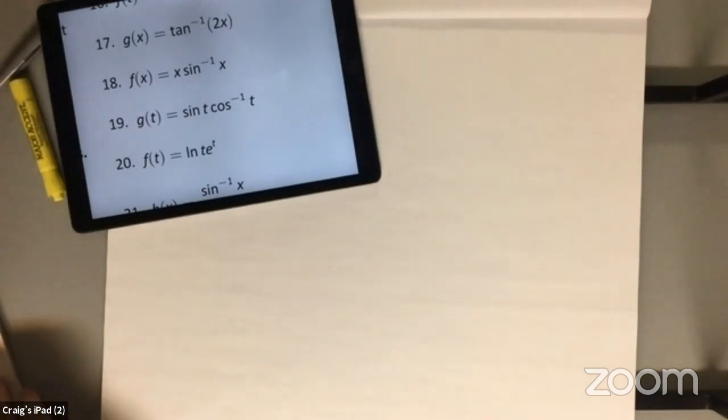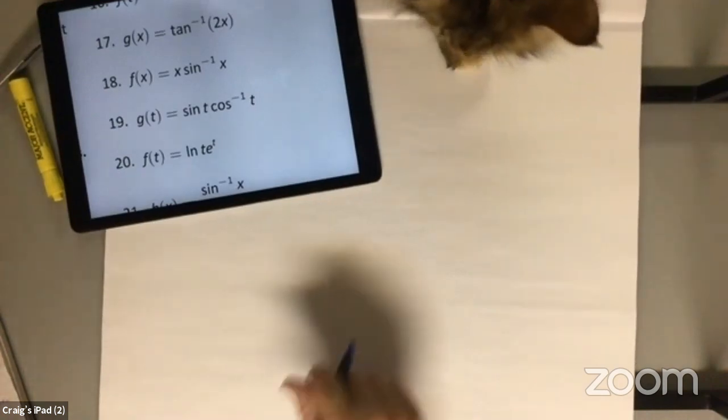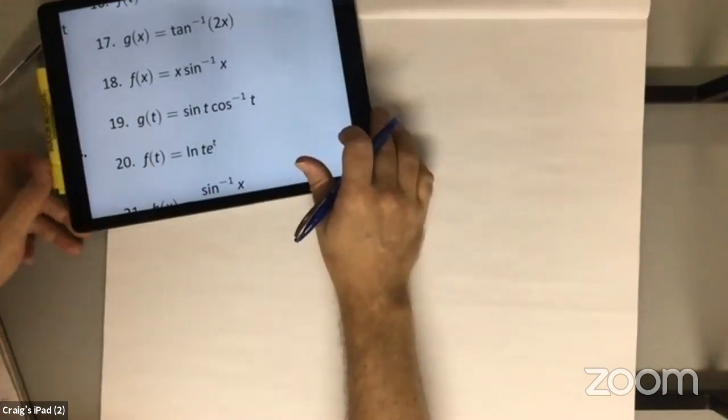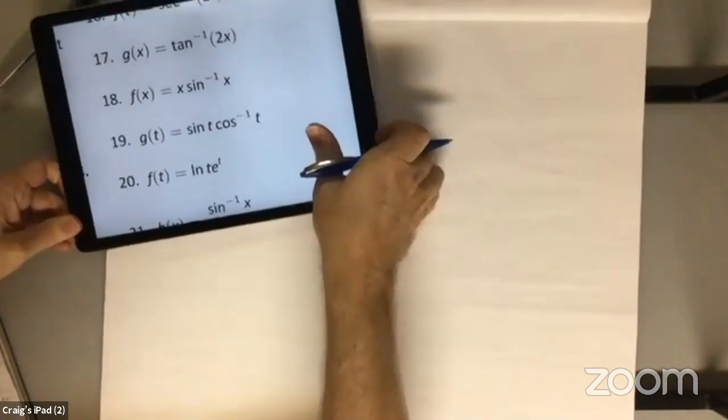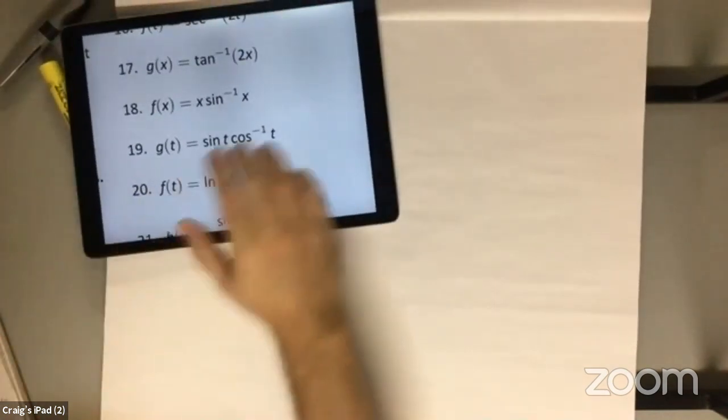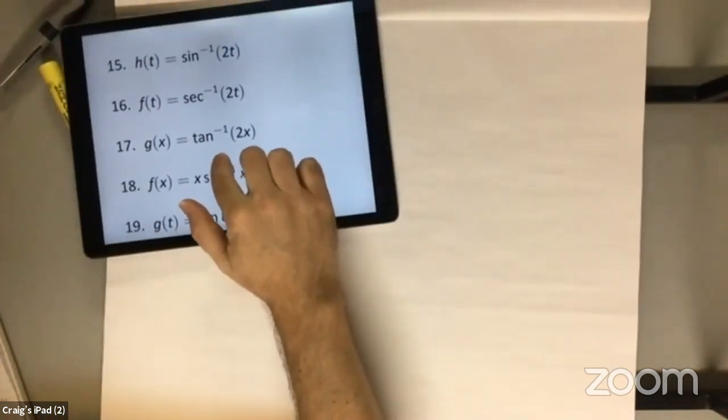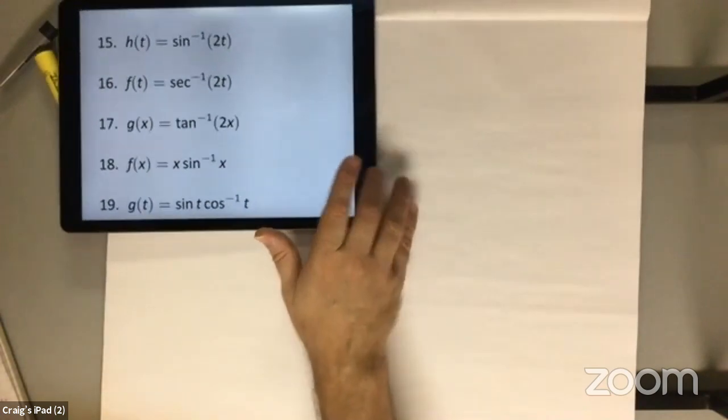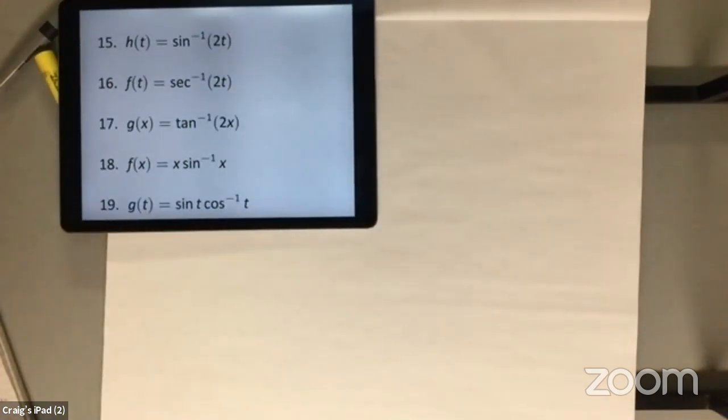So the first problem is on section 2.7, number 15. Problem 2.7, number 15, we have the inverse sine of 2t. Can everybody read that right there? Yeah, I could read it.